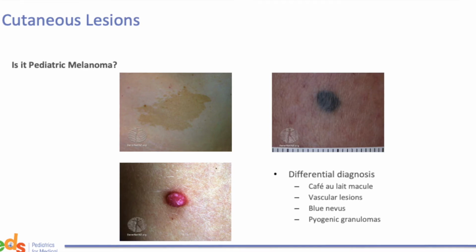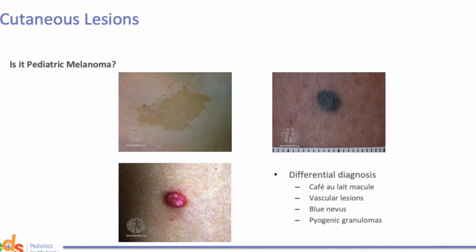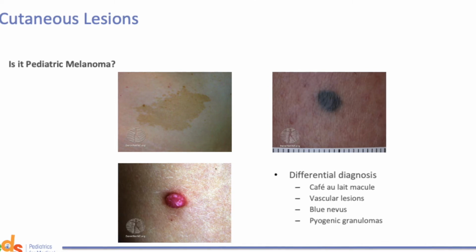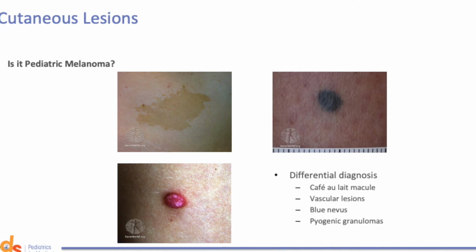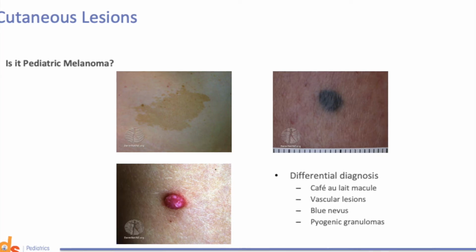Next on the differential is blue nevus, which is a heterogeneous group of congenital and more often acquired benign melanocytic tumors. The melanocytes are deeper in the dermis than in other nevi, and it represents arrested melanocytic migration in which the melanoblasts remain in the dermis. They appear as blue-gray macules or papules because of the Tyndall effect, which is selective absorption of longer wavelength components of light by melanin, with reflection of the shorter blue components.